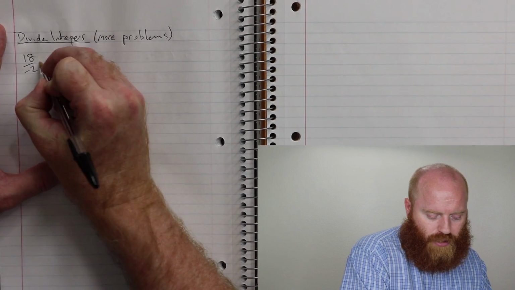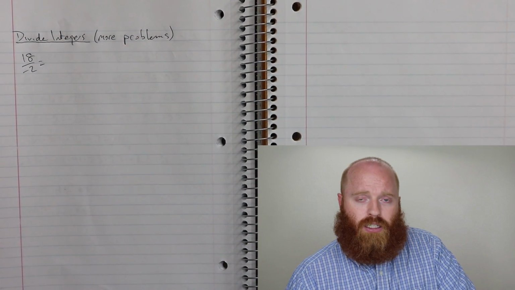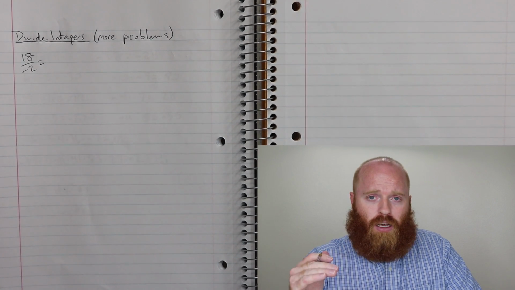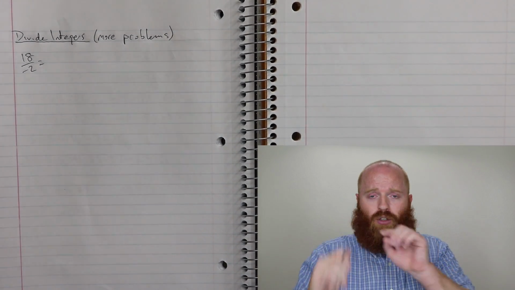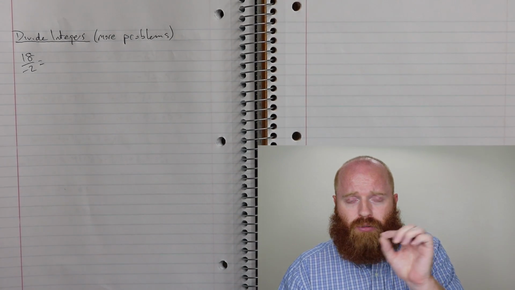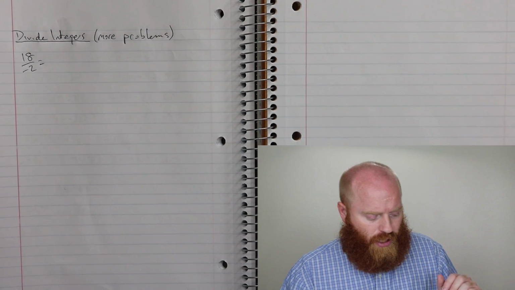18 divided by negative 2. Just divide the numbers. And then remember, use that chart I told you: positive times positive is a positive, positive times a negative is a negative, negative times a positive is a negative, and negative times a negative is a positive. The two negatives cancel out. So here we go.